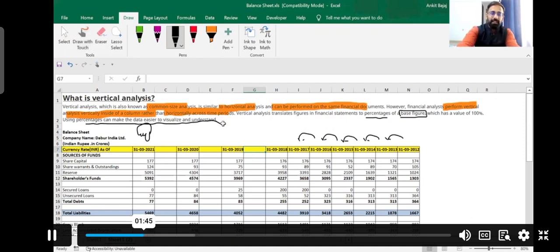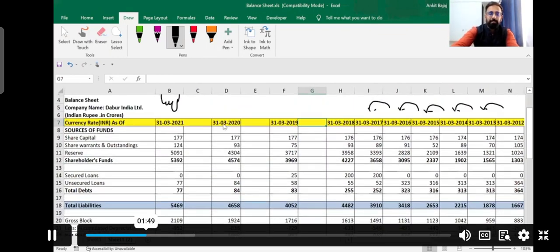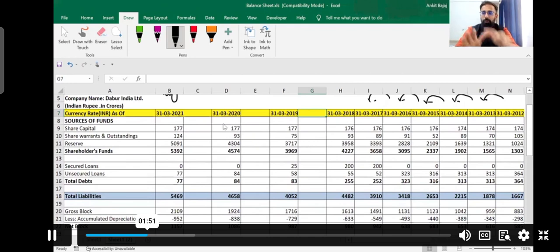First of all, I will tell you what is going to be the base figure. Let's suppose I'm analyzing the balance sheet of Dabur Limited, and I want to analyze my assets, to see the performance of assets. So I will be taking a base figure. Let's suppose I'm taking the profit and loss account. What could be the base figure for the profit and loss account? Sales could be the base figure, and the remaining figures are going to be supporting figures.